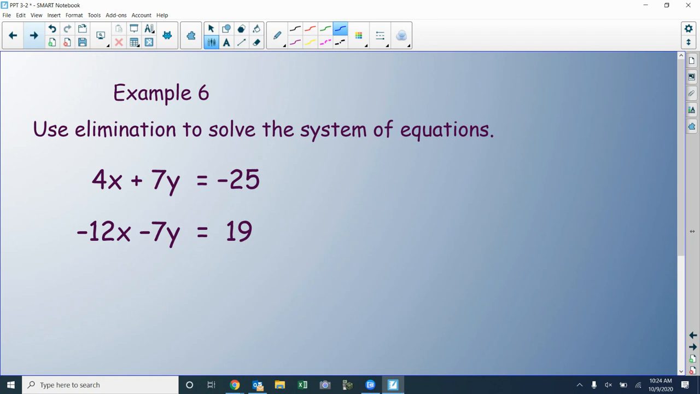Go for it. Should be pretty easy. Why is this one easy? Because it's already eliminated. It's already set up for you. What are we eliminating, X's or Y's? Okay, see how far I can get. Give me the X, Y coordinates.